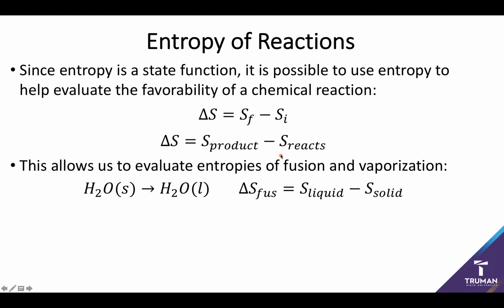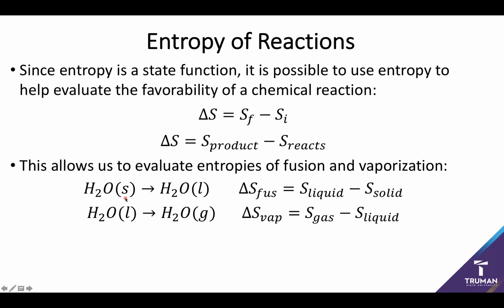So let's go ahead and take a look at last time. We were looking at the processes of fusion and vaporization. So if I want to find the entropy of fusion, all I need to do is find a value for the entropy of a liquid and the solid and just take the difference. Similarly, you can do the same thing for vaporization, where it's just gas minus liquid.